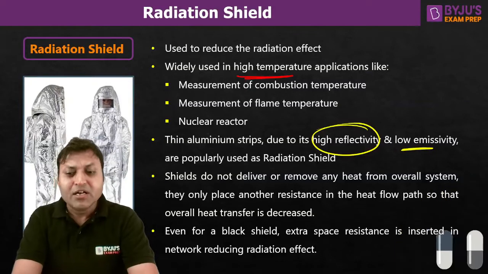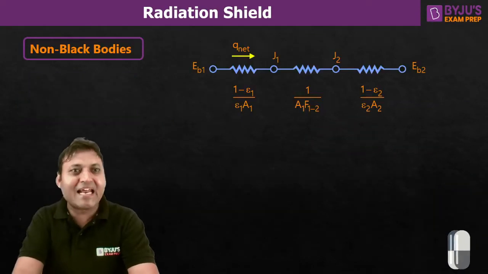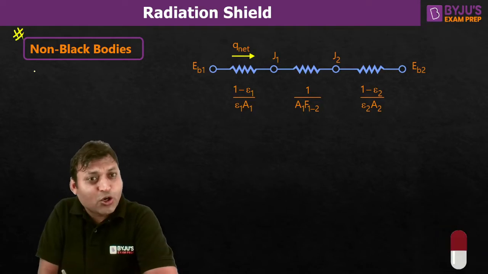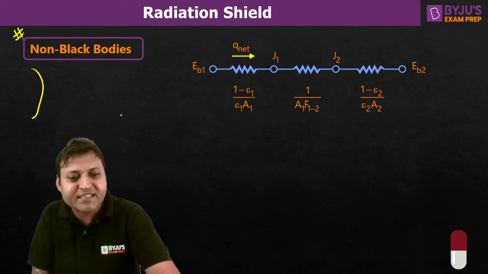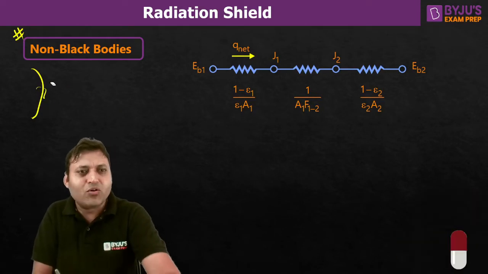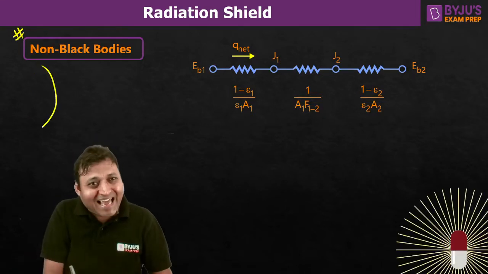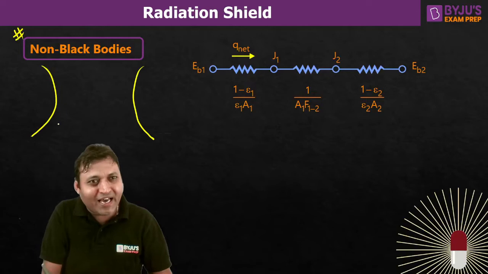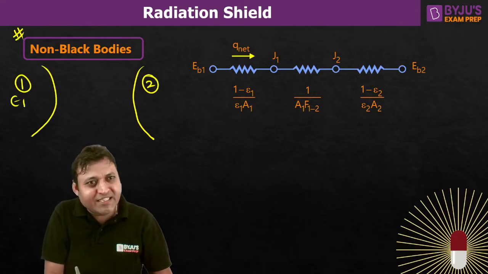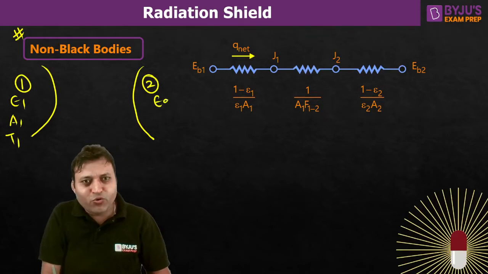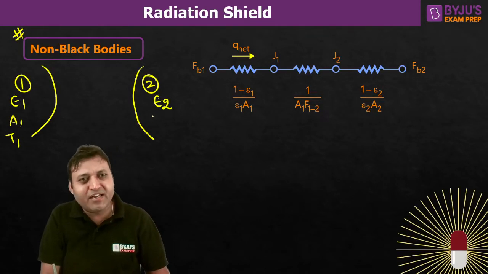All right. So let us have some mathematical analysis about that. First of all, let us talk about two non-black surfaces which are exchanging heat with one another. Body 1, which is non-black, and body 2. Body 1 has emissivity epsilon 1, area A1, temperature T1. Body 2 has emissivity epsilon 2, area A2, temperature T2.